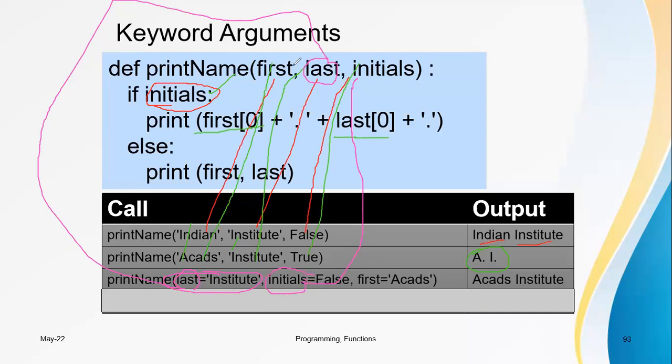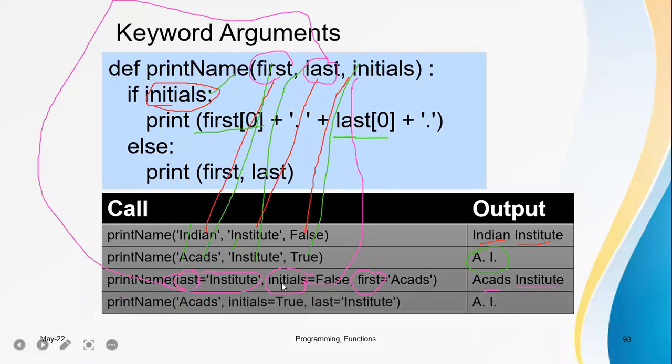Then I am declaring the variable for the first one, mentioning that this is the first. Nothing wrong. What is wrong here? So let me read like this. The compiler will read like this. First, ACATS, last, institute, initial false. Initial false means full name. So ACATS. ACATS, last, institute, initial true. AI.